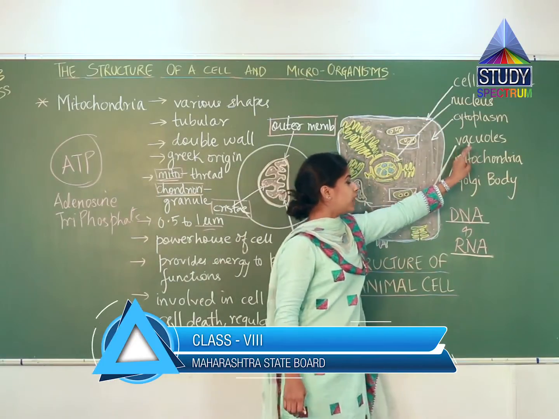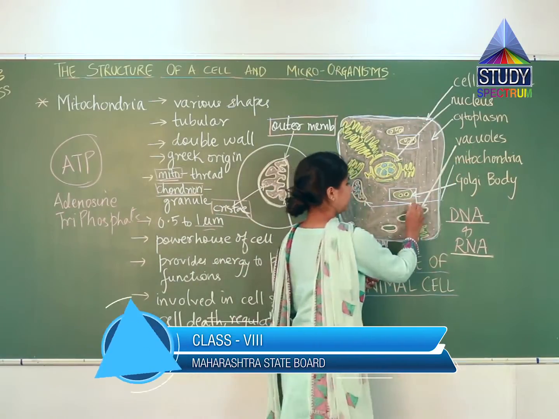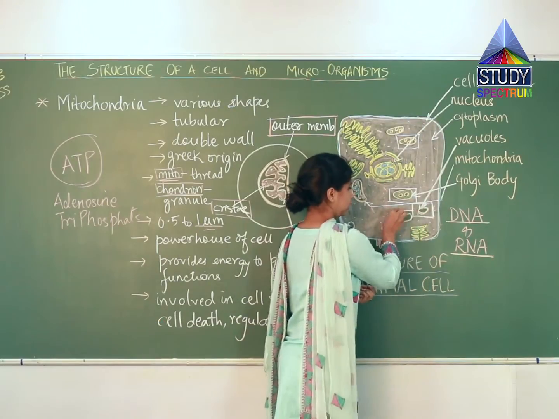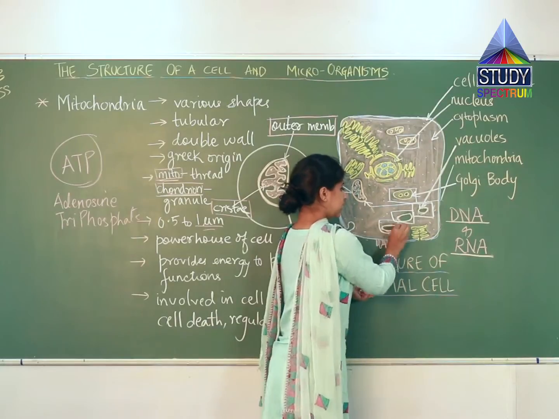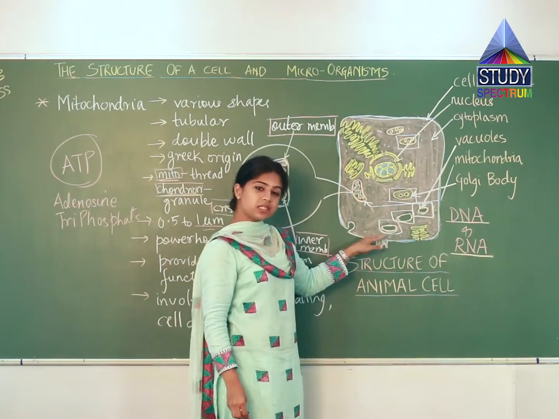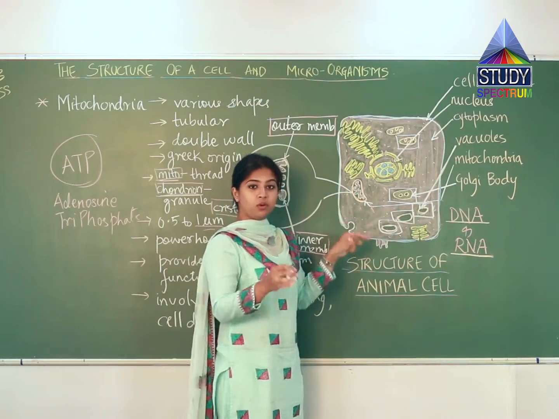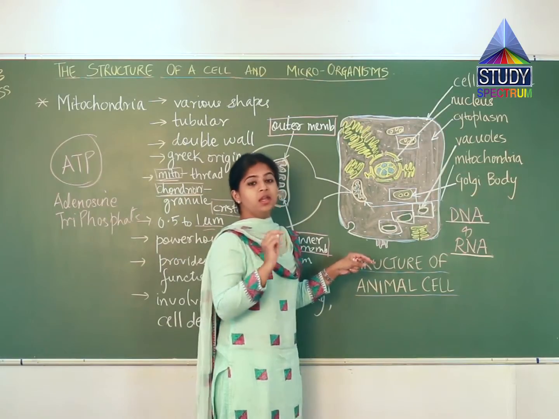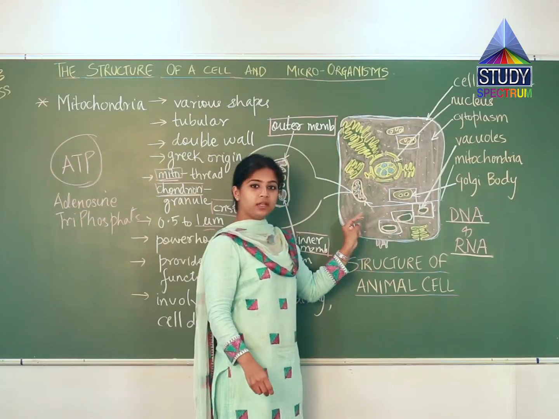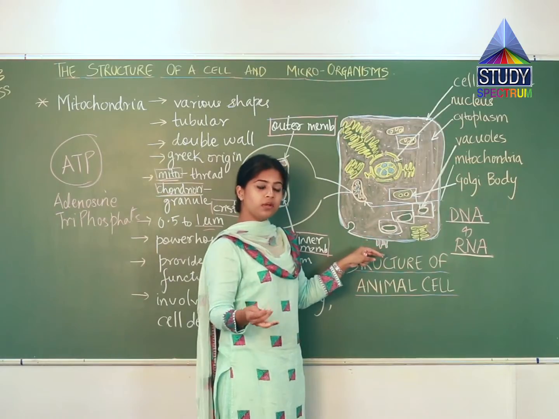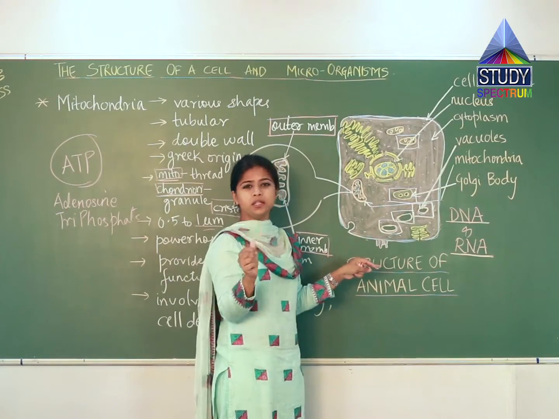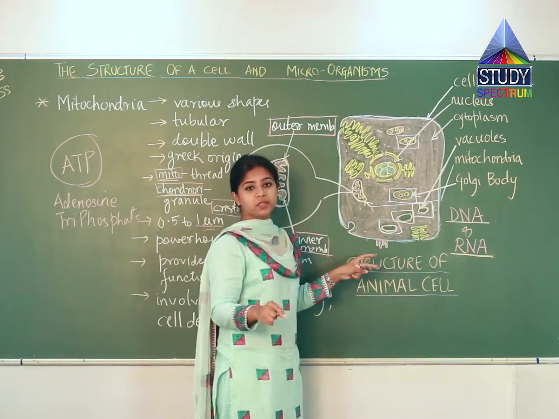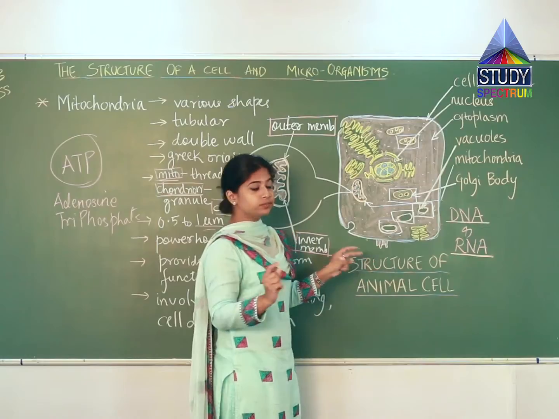Then we learned about the vacuoles. Vacuoles you can see right over here. These are the empty spaces which store the excretory products and the secretions temporarily, and they are more in number and smaller in size in animal cells than in plant cells. I'll be explaining to you about the plant cells too.